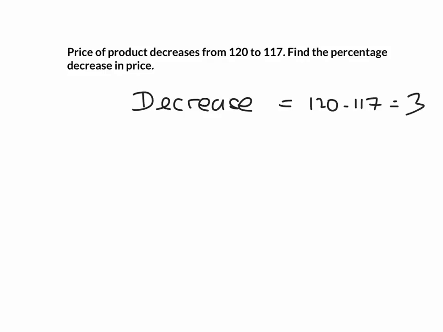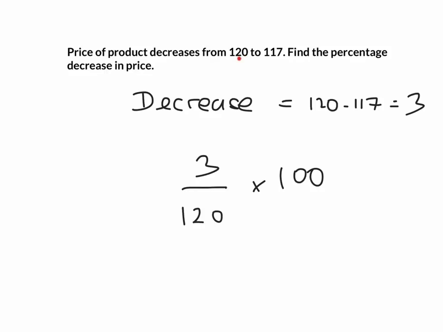So on top we should have the 3, and on the bottom in this case we would have 120. Now why do we pick 120? Because ask yourself the question, which of these two values has decreased? Has the 120 decreased or has the 117 decreased? So you would say the 120 has decreased to 117. So the percentage is based on what has decreased.